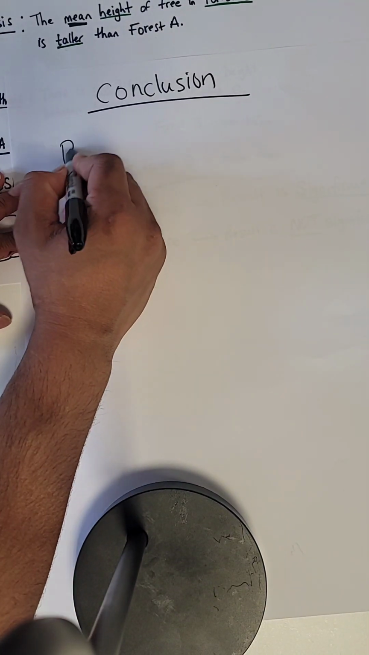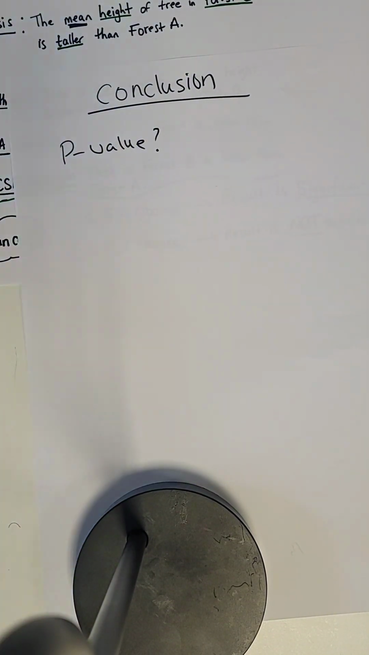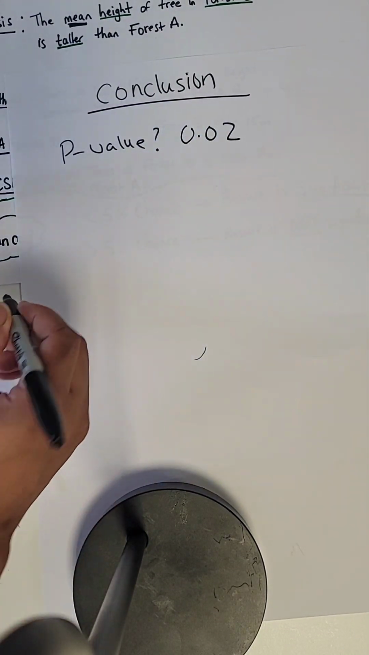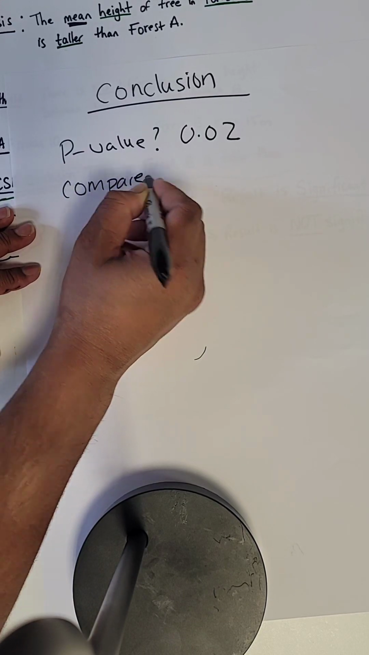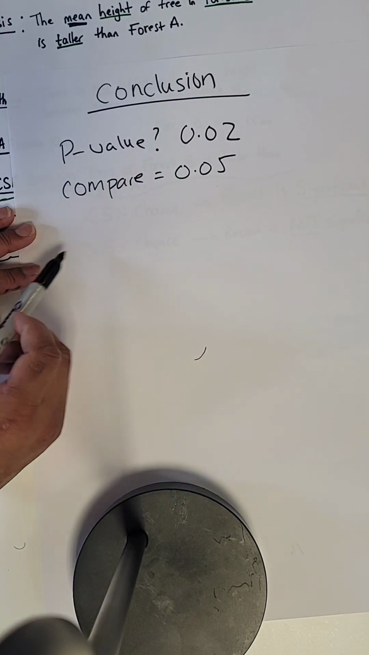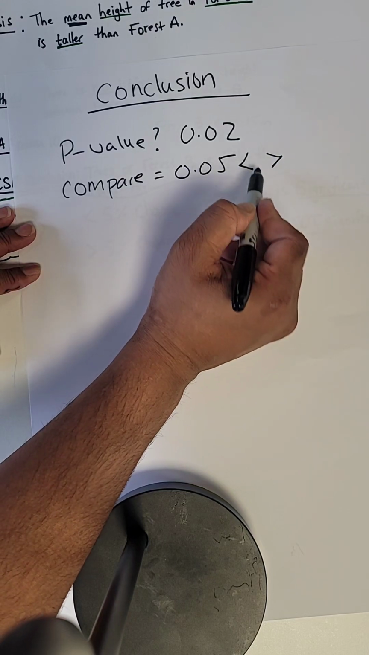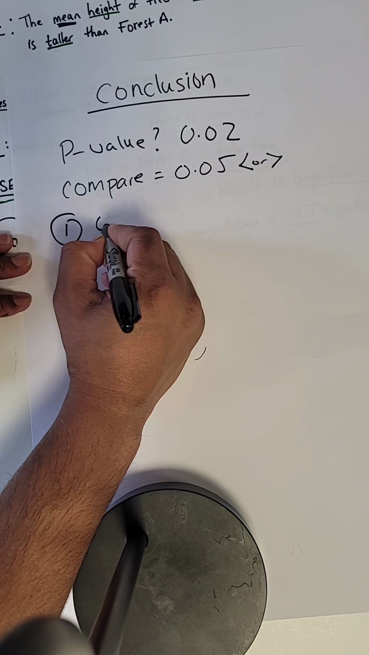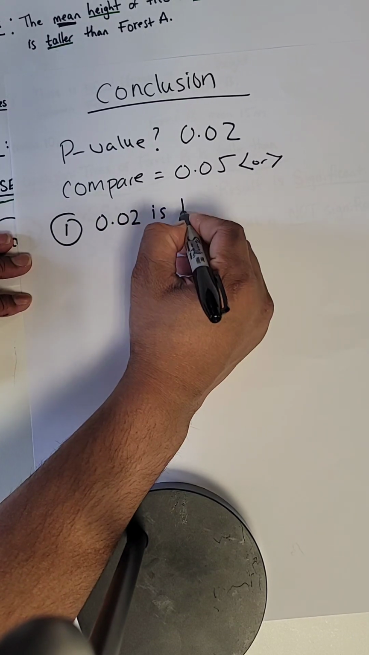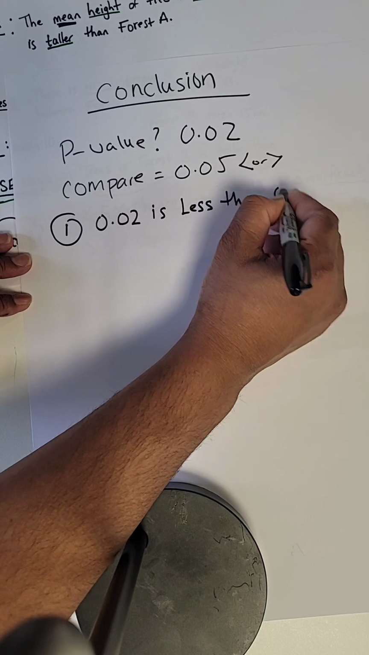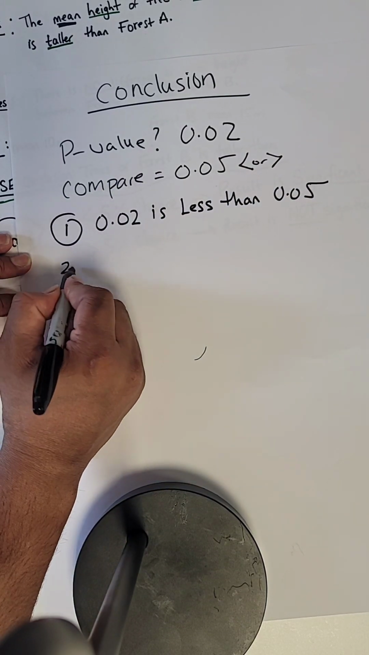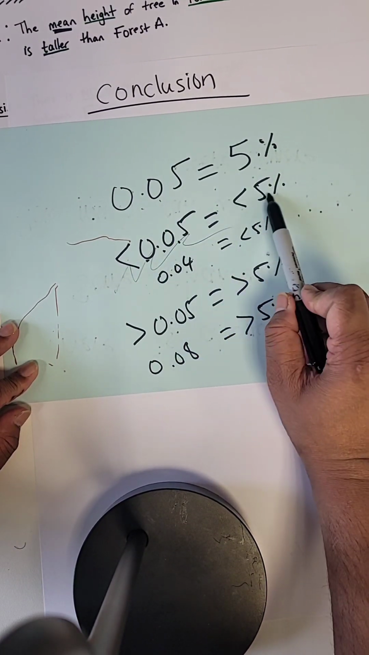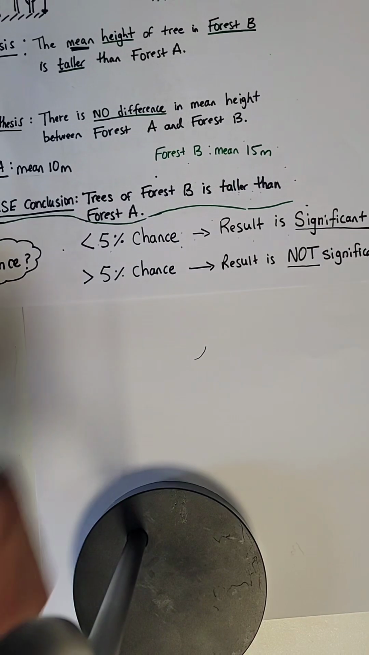A conclusion, a 4-mark conclusion. So the p-value which we have calculated was 0.02. Remember, it's done for you in the exam. And what will you do? You're going to compare that with your 0.05 p-value, right? Which is 5%. Is it smaller or larger? It's smaller. So our first mark would be the calculated p-value 0.02 is less than 0.05. That's 1 mark. For the second mark, we're going to say this means that the probability of happening by chance is less than 5%, right?